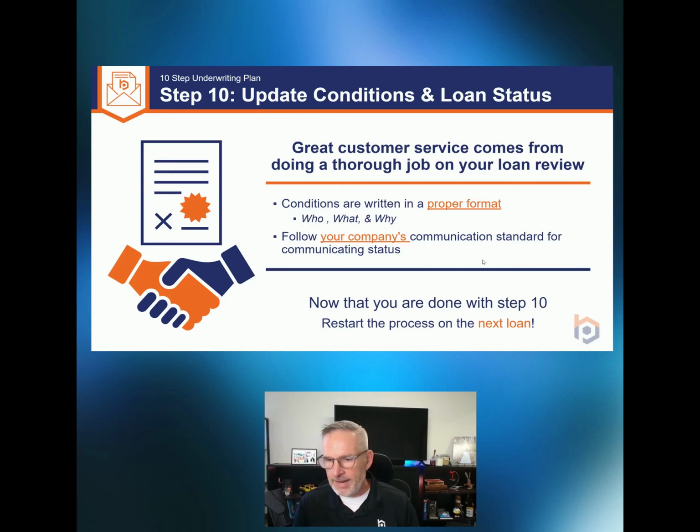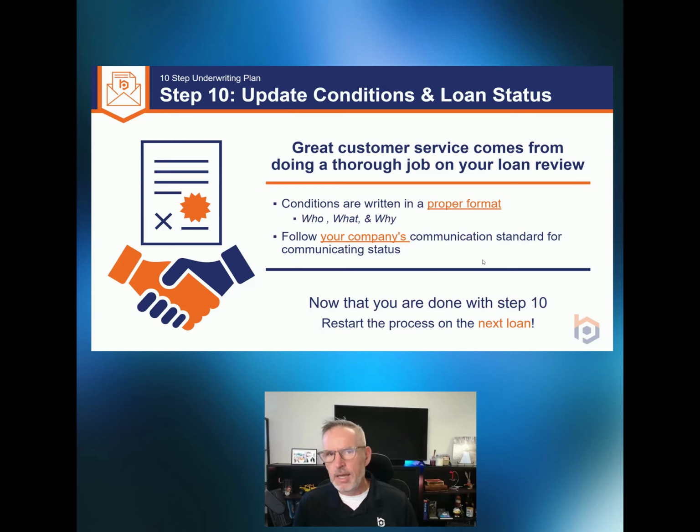I see a lot of, I'll say underwriters, because they generally write conditions, not processors, don't write the condition properly. They're like, provide pay stub. Okay, I did provide a pay stub. Well, it was 64 days old before app. Okay. You just get a bunch of email back and forth. Like, what do you need that for? I gave you a pay stub. Look, write your conditions out properly.